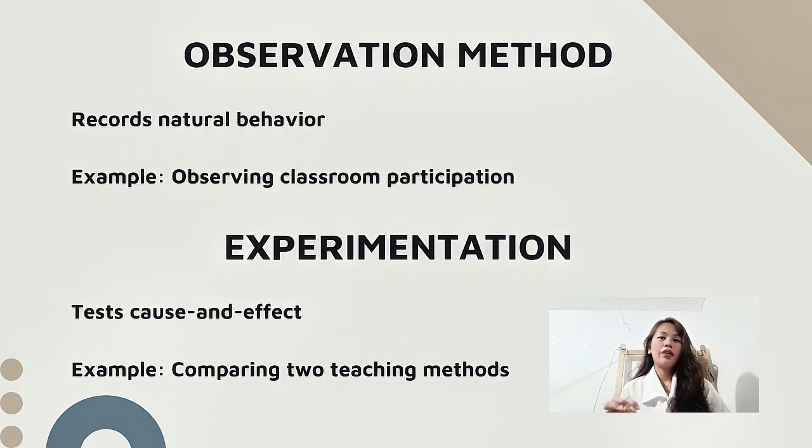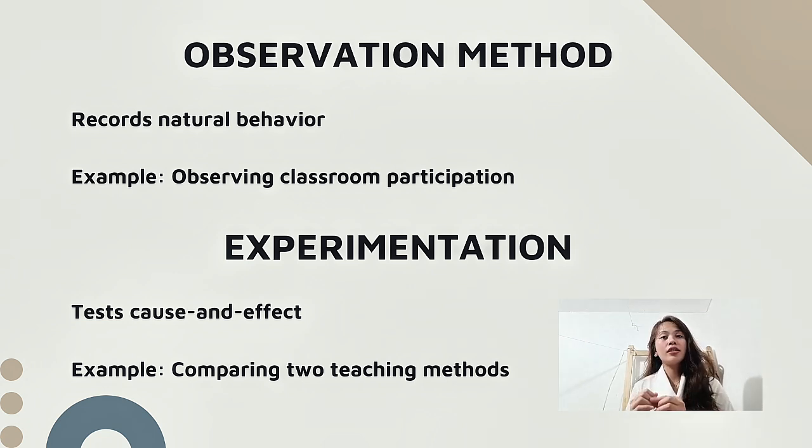Observation method records natural behavior. For example, observing classroom participation. Observation is a method where the researcher watches and records behaviors or events in a natural setting. For example, a researcher might observe how often students raise their hands in class. So this method captures real behaviors but requires careful attention and objectivity.